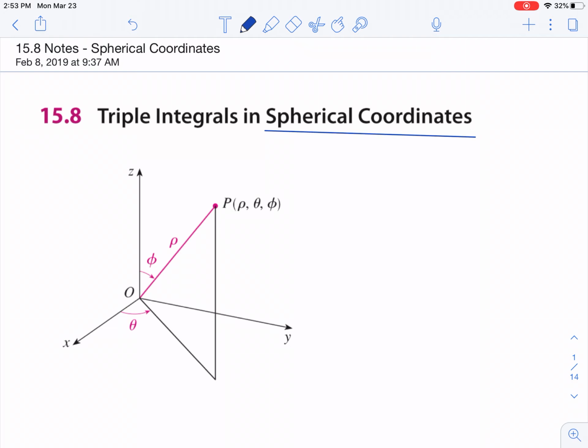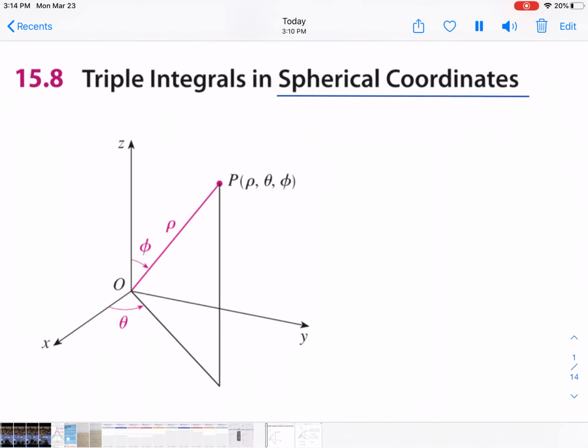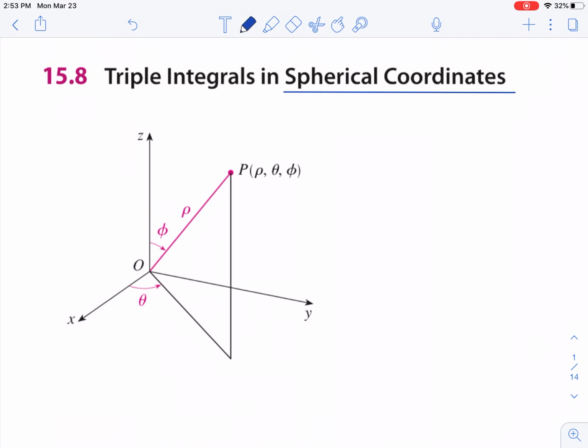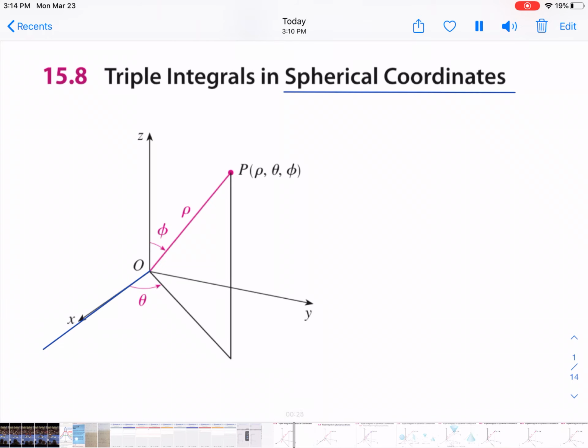Spherical coordinates are another way to get to a point in 3 dimensions. And so pretty basically what we are used to is going, obviously, a certain amount in the x direction.